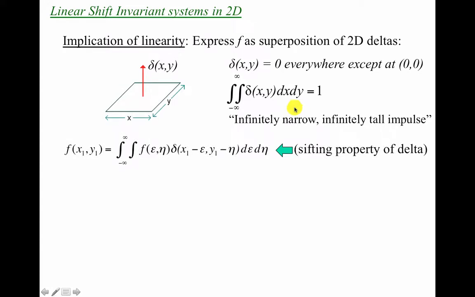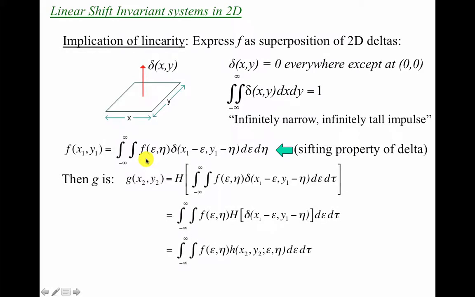We can also express our function f as a superposition of shifted delta functions that are shifted all over the plane and weighted by the corresponding value of the function f, and this is the so-called sifting property of the delta function, also in 2D. So going back to our expression for g, we can use the sifting property of the delta function in 2D to write out the input f.